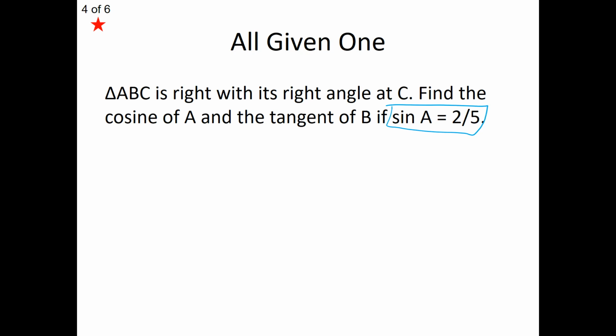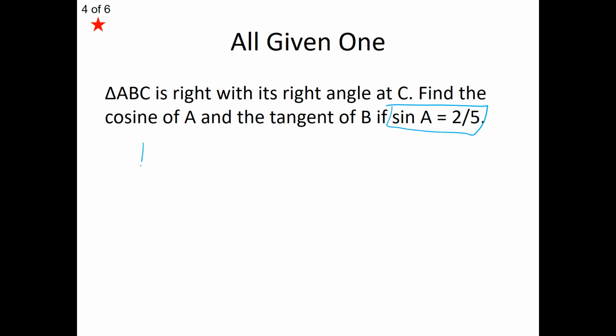Well, think about what it means to be the sine of an angle. That means the opposite side and the hypotenuse side must form a ratio of 2/5, right? That's what this is saying. The sine of angle A is equal to 2/5, angle A being an acute angle. So what we can do with our statement is build a triangle out of it.